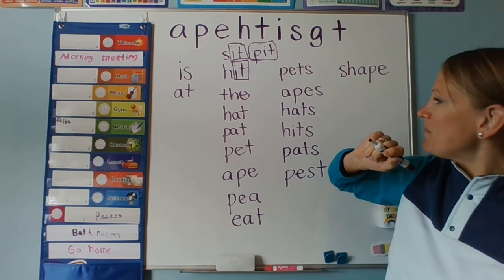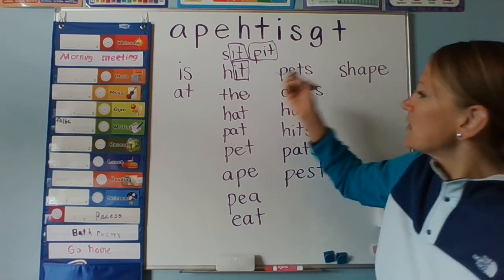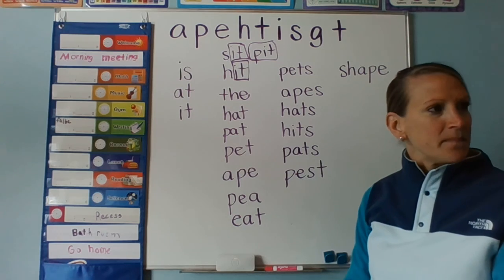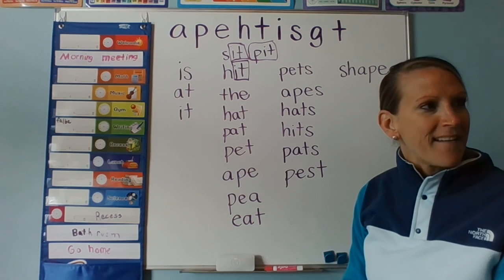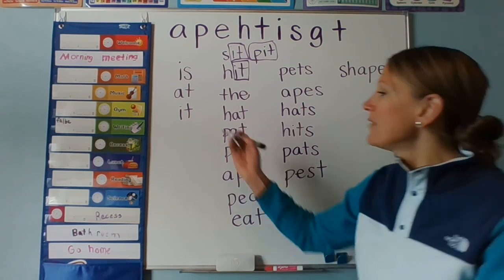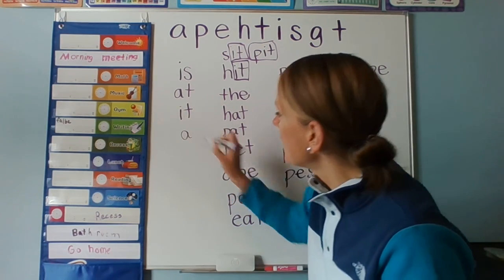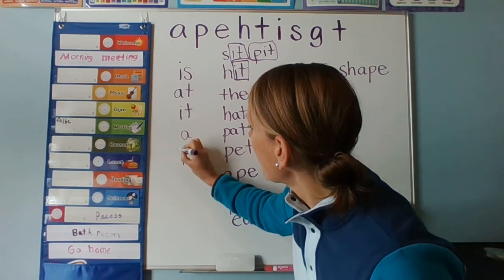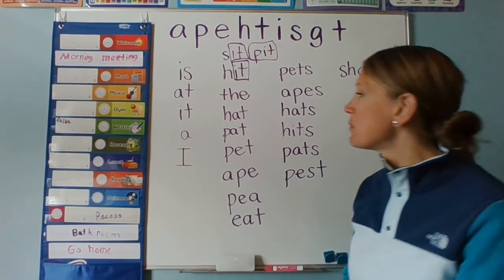Hit, we have that one. It. Oh, just the it. We don't have just it. I am is. Is, we have that one. A. Okay, just the word a. Time to read a book. I. And I, if we make it a capital, it becomes a word, doesn't it?